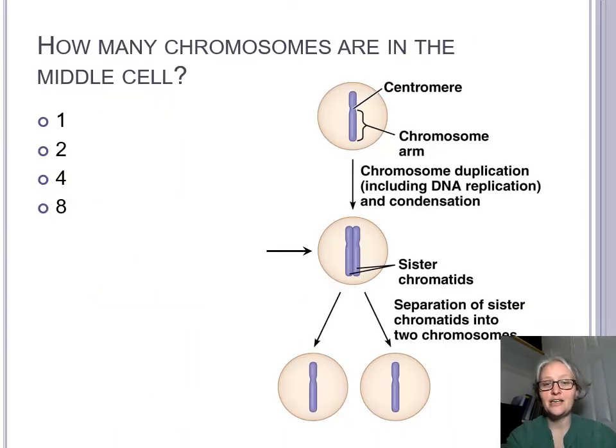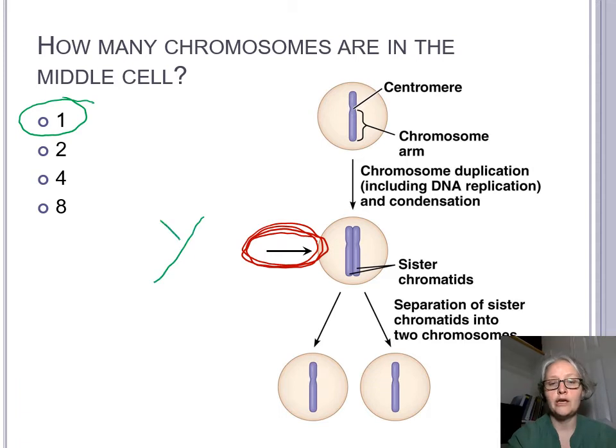All right, let's see if we can do this without getting too confused. In this cell right here, how many chromosomes are there? Go ahead and just take a guess. In this cell right here, there is one chromosome. Again, remember that one duplicated chromosome, even though it has two sister chromatids in it, is considered one chromosome.